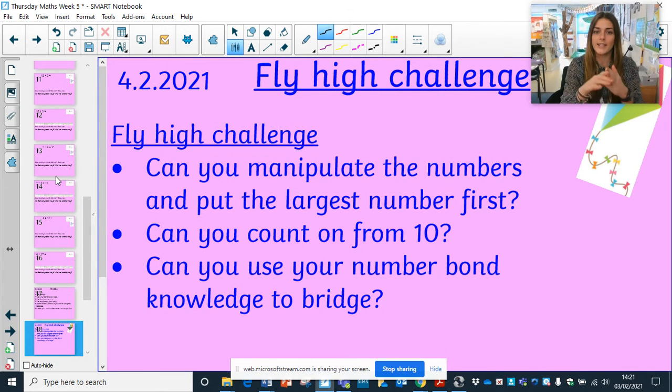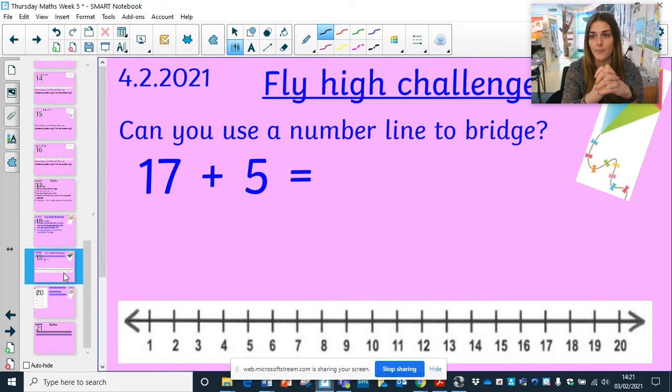Okay, so fly highs. Can you manipulate the numbers and put the largest number first if the largest number is not first already in that number sentence? Just makes it easier to hold that biggest number in your head and then count on the smallest number. Can you count on from 10? So it might not just be 10. You might be counting on, like I said, holding 13 in your head and then counting on. And then can you use your number bond knowledge to bridge? So sometimes your number sentences might be a bigger number where you may be able to use your number bond knowledge to bridge. So I'm just going to show you that in the next example here.